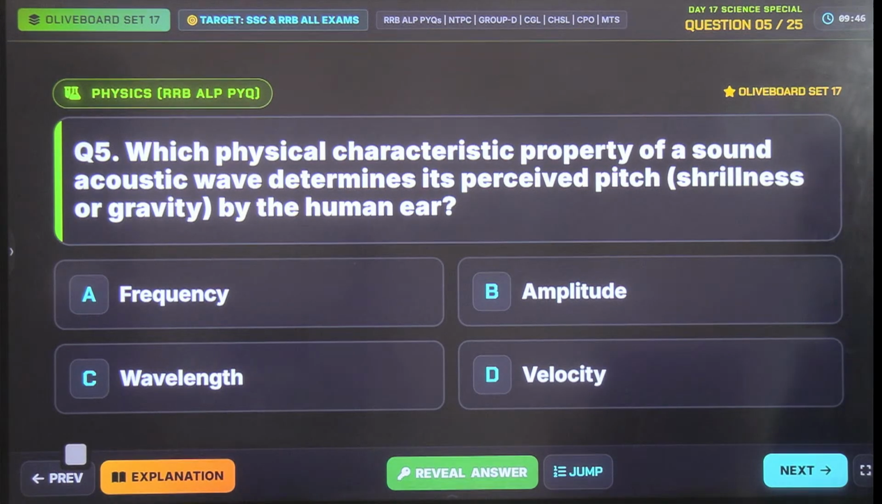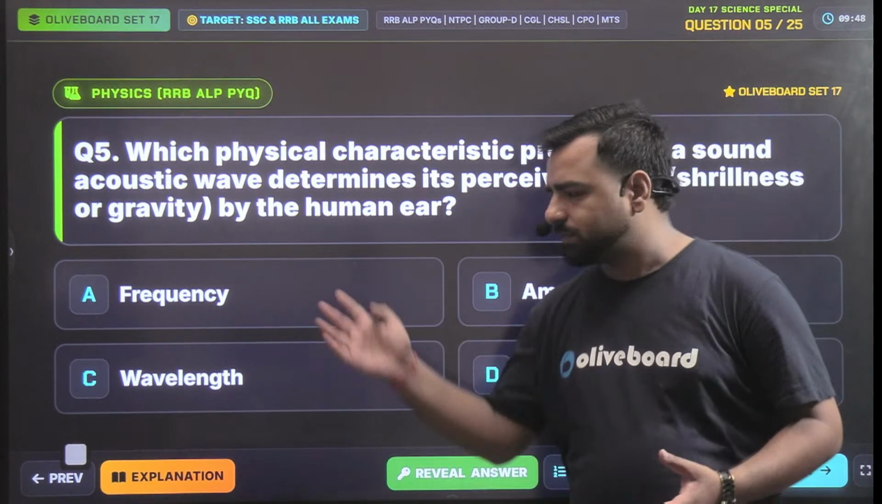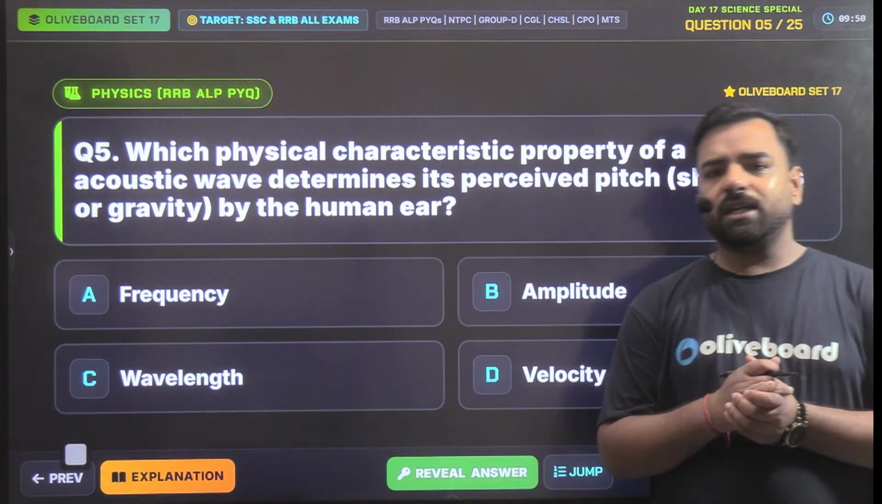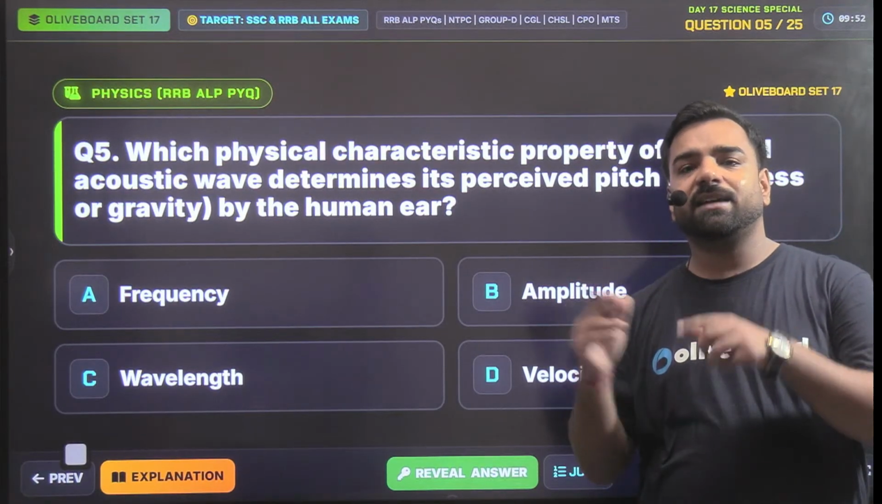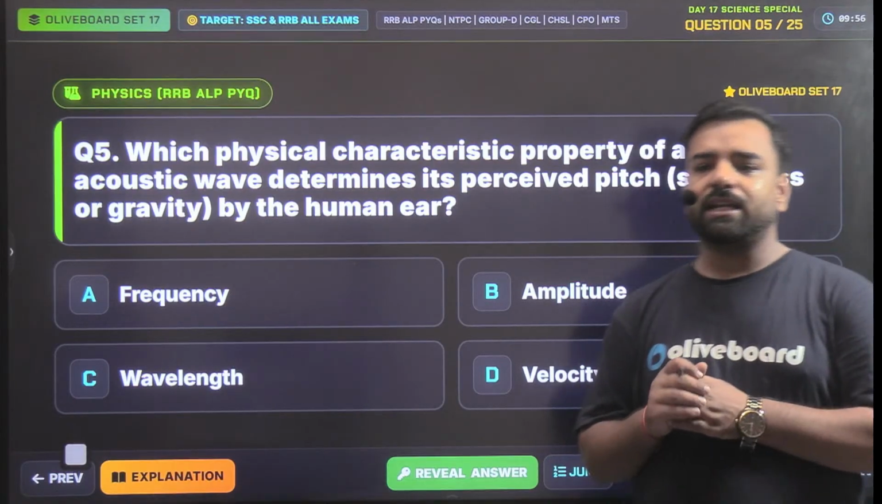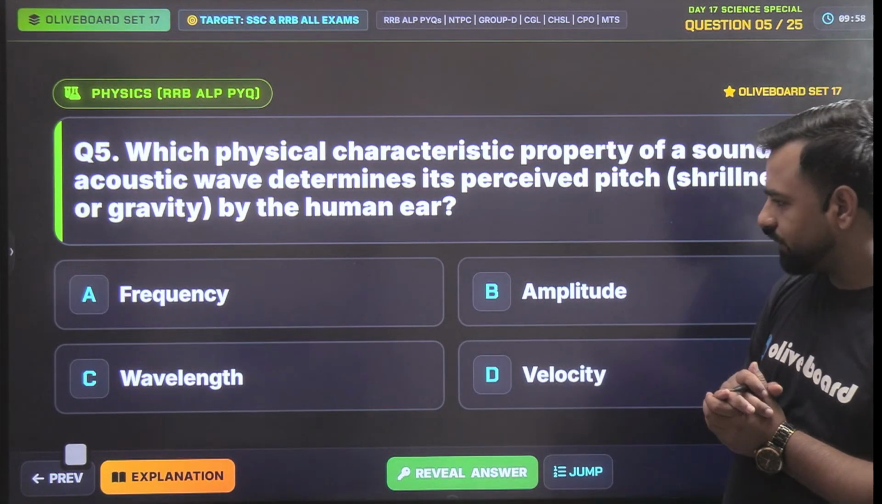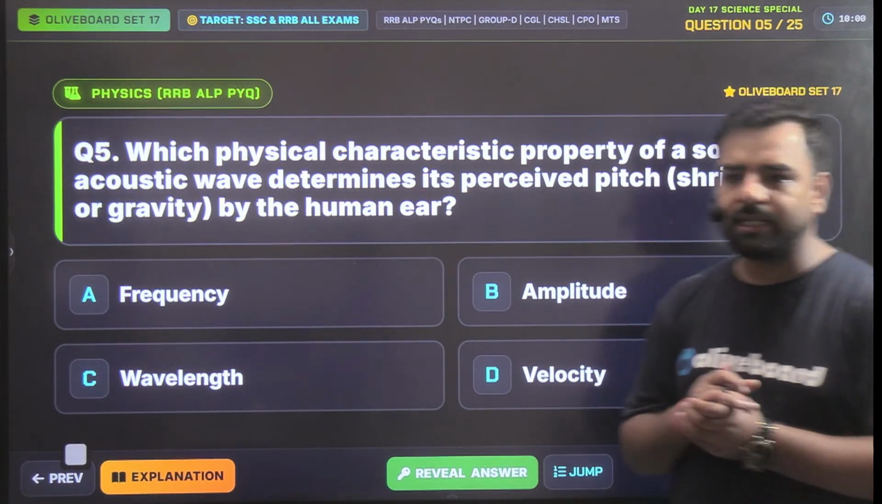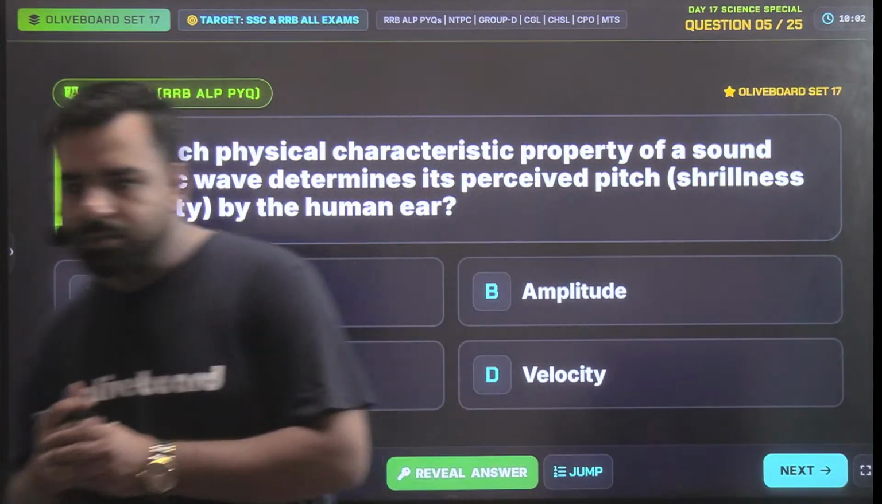So pitch. Let me give you the example of pitch by the time you are answering. So hello guys, how are you? That's the higher pitch. Hello guys, how are you? That's the lower pitch. So this pitch directly depends upon the frequency. And frequency, that is option number A. So candidates, which option? A.